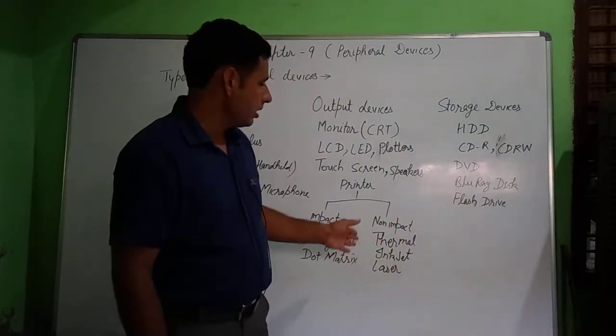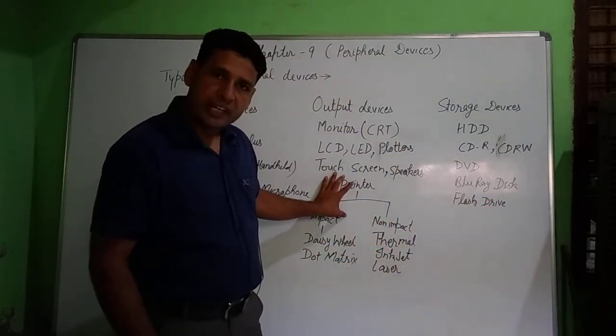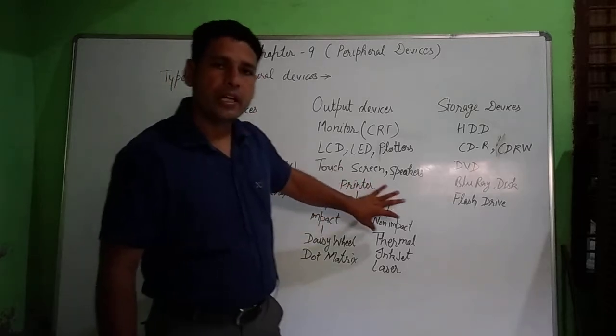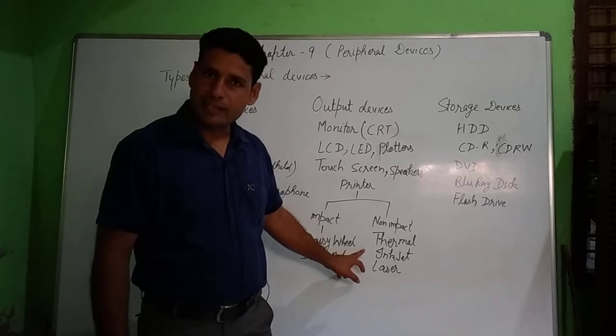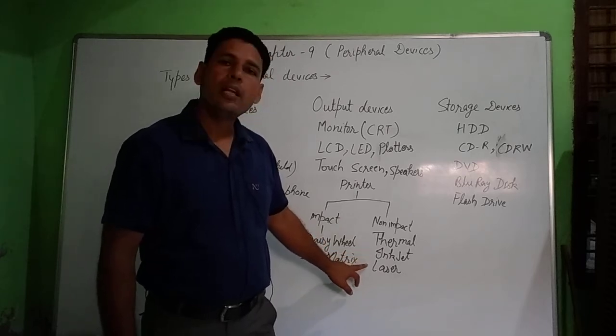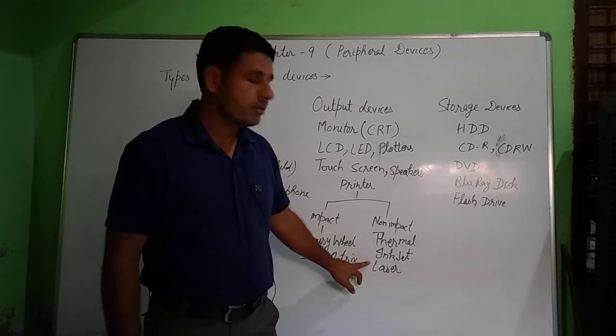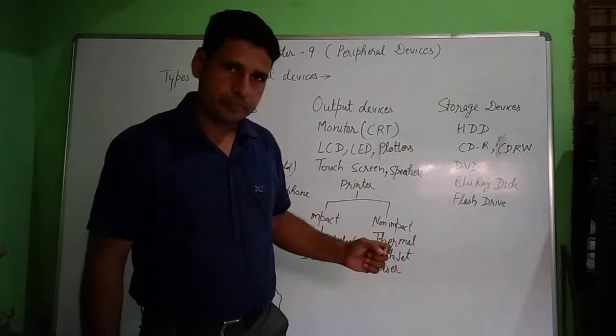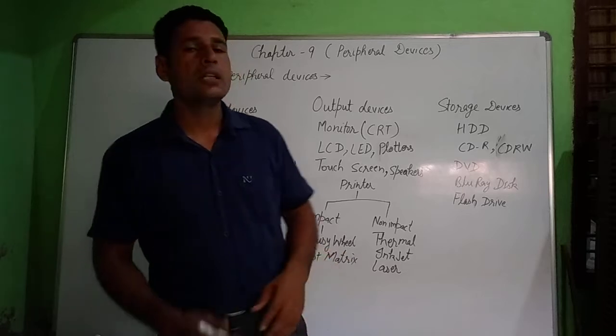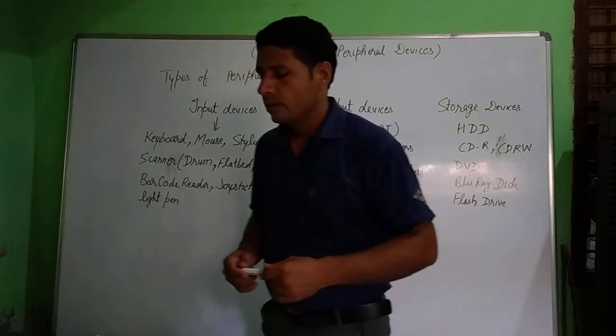So these are the printers, impact and non-impact. Nowadays we are using inkjet printers and laser printers. Laser printers are costlier than other printers. So these are the output devices.